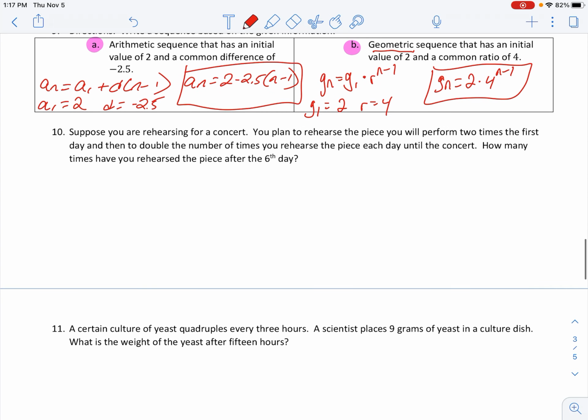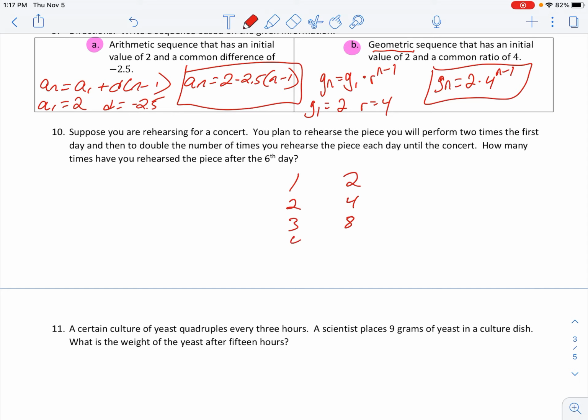Number 10. Suppose you're rehearsing for a concert. You plan to rehearse the piece you'll perform 2 times the first day, then to double the number of times you rehearse the piece each day into the concert. So, double. So 4, and then 8.